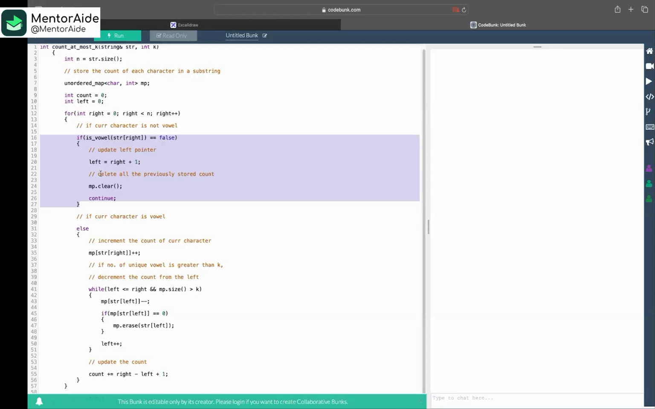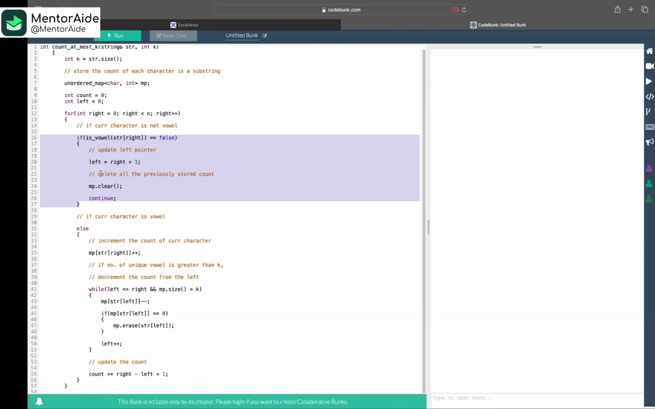My window can be of zero size as well. So the value of k can be zero as well, right? Value of k can be 0. If the value of k is 0, then mp.size will always be greater than k. You will never hit any count for at most k where there is no vowel.